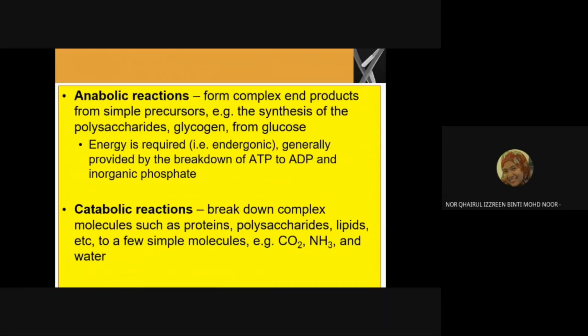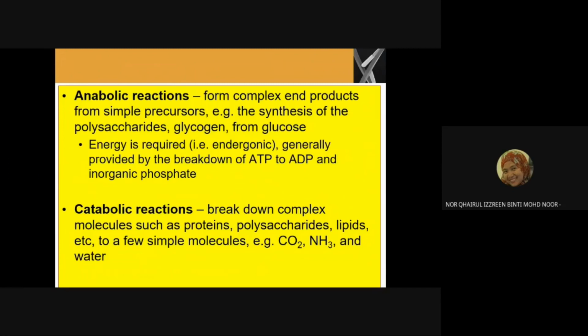So before we learn about the pathways, you need to know about directions, anabolic reactions and catabolic reactions. Anabolic reactions are reactions that form a complex molecule from a simple precursor. For example, here the synthesis of polysaccharide or glycogen from glucose. In this reaction, energy is required, so this is an endergonic process. And the energy is provided by the breaking down of ATP to ADP and inorganic phosphate.